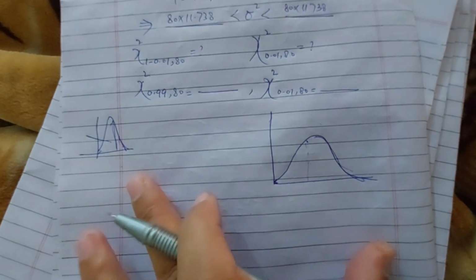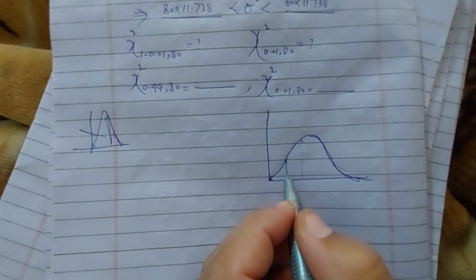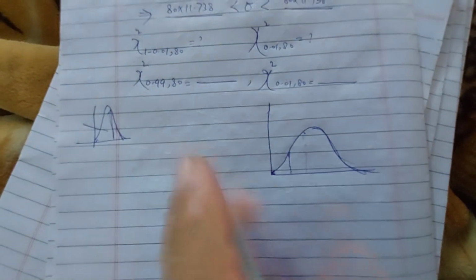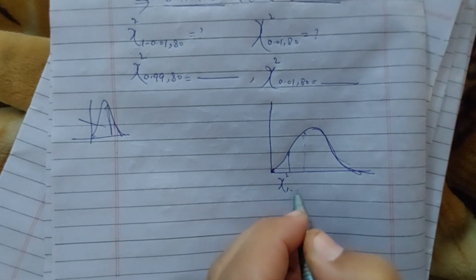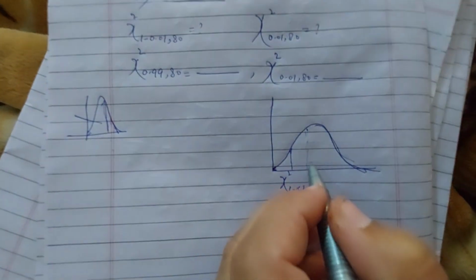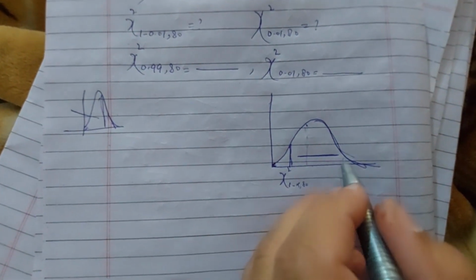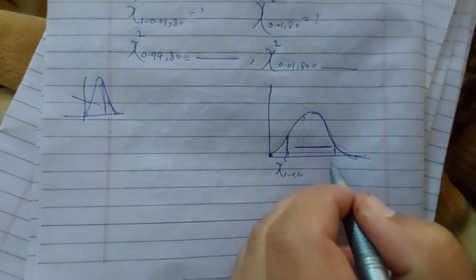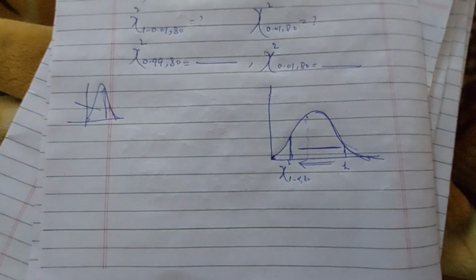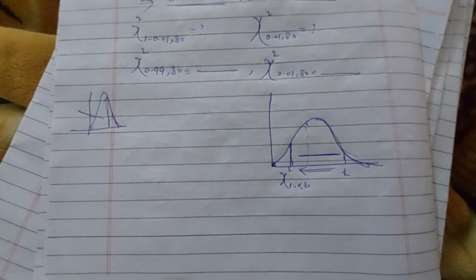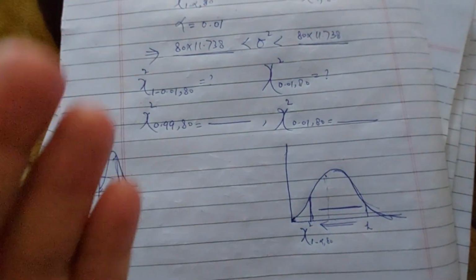In this one, this is the critical region, or the area of rejection. This is the chi-square value for 1 minus alpha and 80, because this is the area of acceptance. And in this one, this is the left one, and this is the area of acceptance for this. So let's find out these two values and put them in the equation.